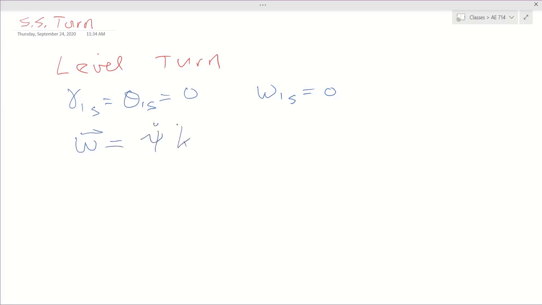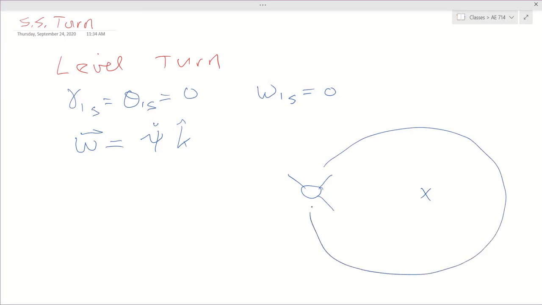In a turn, we're rotating about the vertical axis because the airplane is banked like this, and it's rotating about a center of curvature over here, so it's making a turn like that, and we have a psi dot about that Earth-fixed vertical axis, the z-axis that points down. So the only component of the angular velocity vector is psi dot.